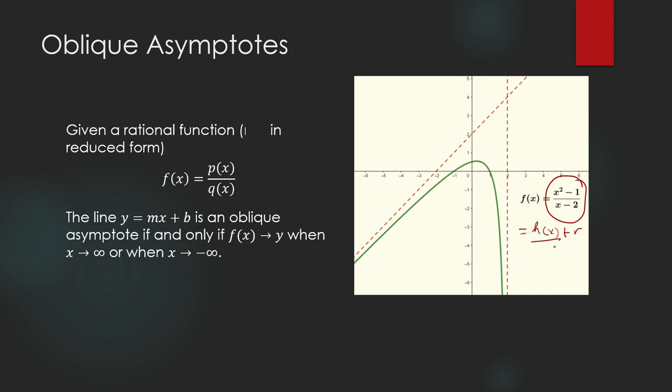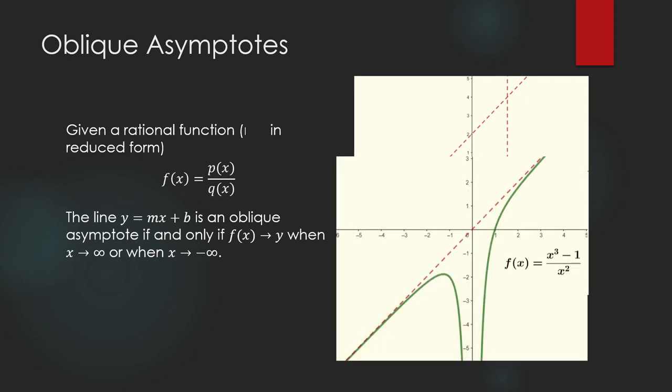And h of x here is going to be a linear function because here the degree is 2 and this one is a degree 1 polynomial. So when you get the quotient, it's going to be degree 1. You try it. You divide x squared minus 1 by x minus 2. And the quotient that you will get is y equals x plus 2. So this one has an oblique asymptote. The oblique asymptote of this function is the line y equals x.